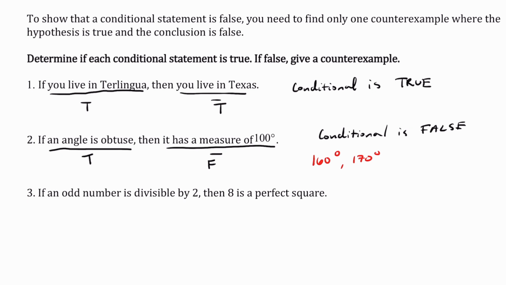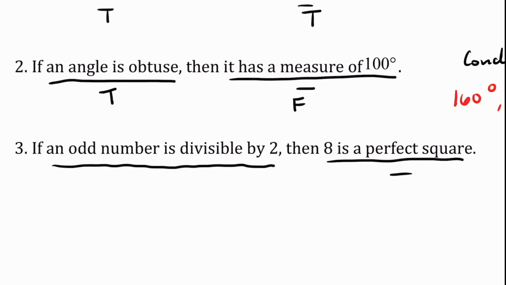Number 3. If an odd number is divisible by 2, then 8 is a perfect square. So, an odd number is divisible by 2. That's my hypothesis, which I will underline once. 8 is a perfect square, which is my conclusion. Now, before I delve into number 3, let me briefly explain what a perfect square is. A perfect square is essentially where you have an integer multiplied by itself. For instance, 4 is a perfect square because you have 2 times 2. 2 is an integer, and it's being multiplied by itself, so you get 4, where 4 is the perfect square.